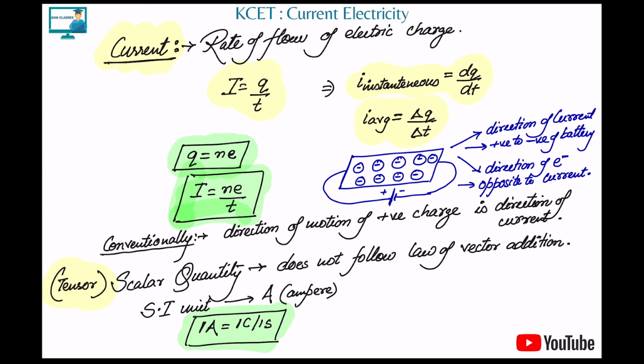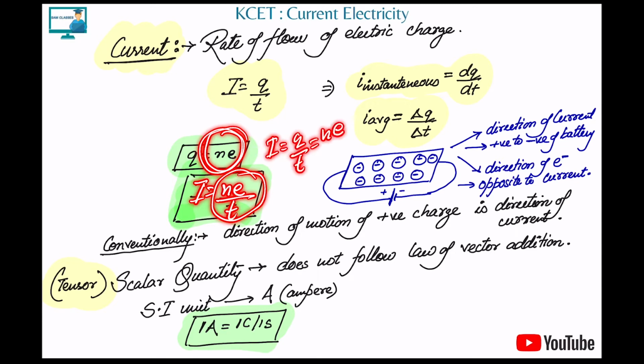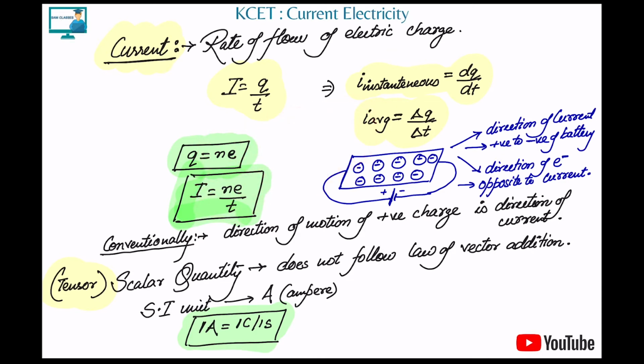Rate basically means with respect to time, or per unit time. So the amount of charge going per unit time. So the important formula for current is I is equal to Ne by T. We know I is equal to Q by T, charge by time, and Q is equal to the number of electrons that are flowing. So Ne by T, that's it. So this is important.